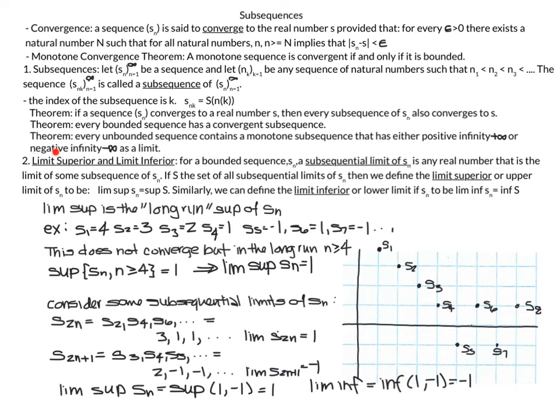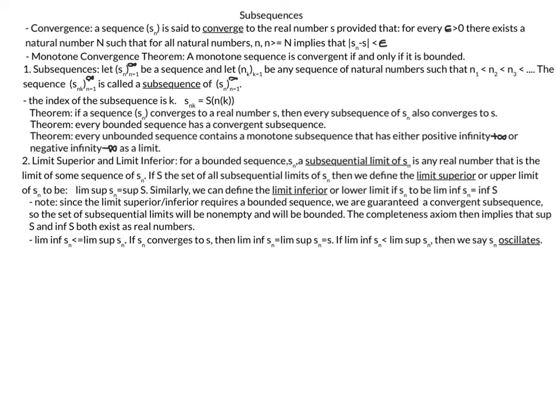And so this is our definition of limit superior and limit inferior. For a bounded sequence, Sn, and remember, currently we are working only with bounded sequences, a subsequential limit of Sn is any real number that is the limit of some subsequence of Sn. So if S is the set of all these subsequential limits of Sn, then the limit superior or upper limit of Sn is the sup of S. And similarly, we define limit inferior.